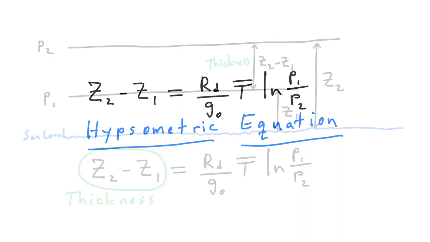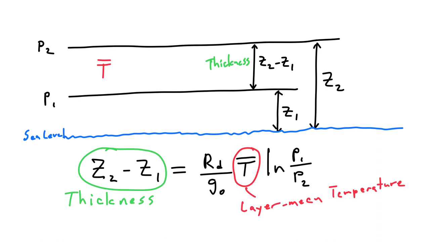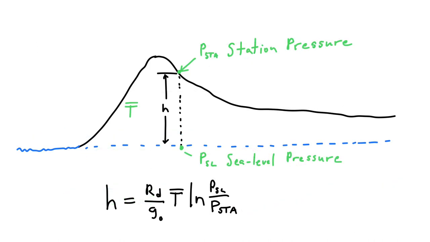It relates thickness to layer mean temperature. It's used to find pressure at the level of the sea.